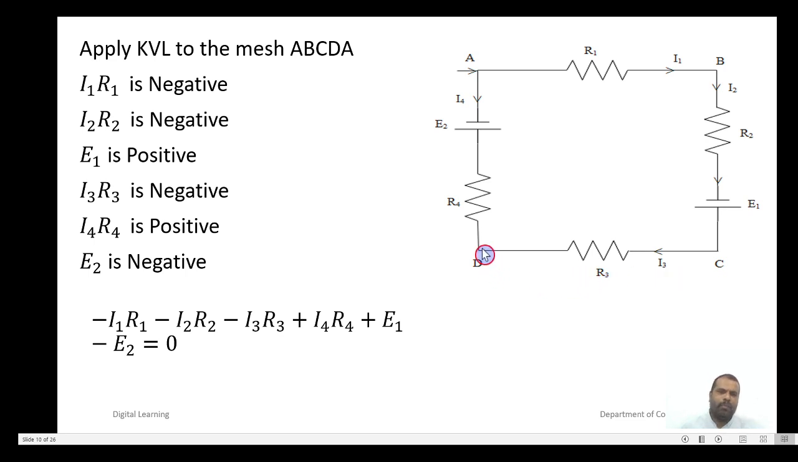I4 R4 is taken as positive because we are moving opposite to the direction of flow of current. And E2 is taken as negative because we are moving from the positive terminal of a battery to the negative terminal of a battery. Now these equations can be written as minus I1 R1 minus I2 R2 minus I3 R3 plus I4 R4 plus E1 minus E2 is equal to 0.